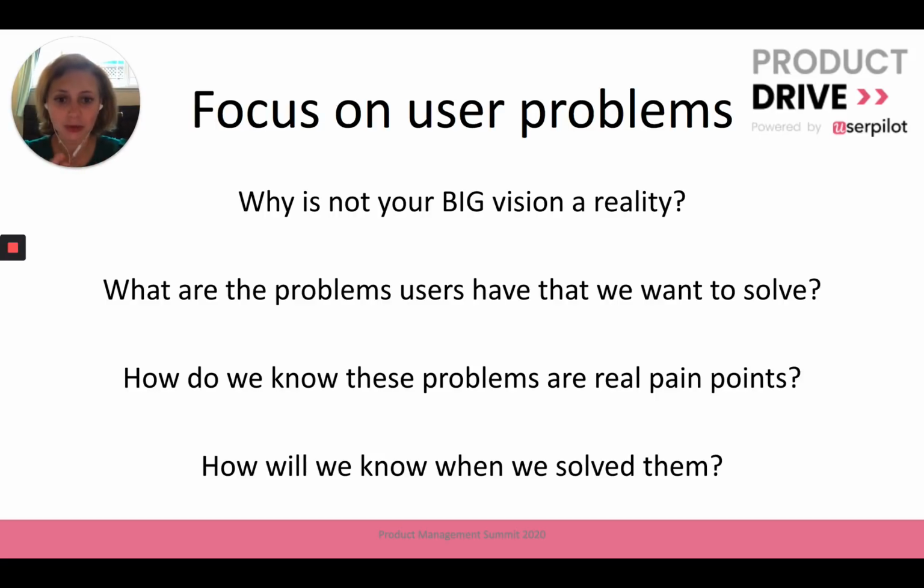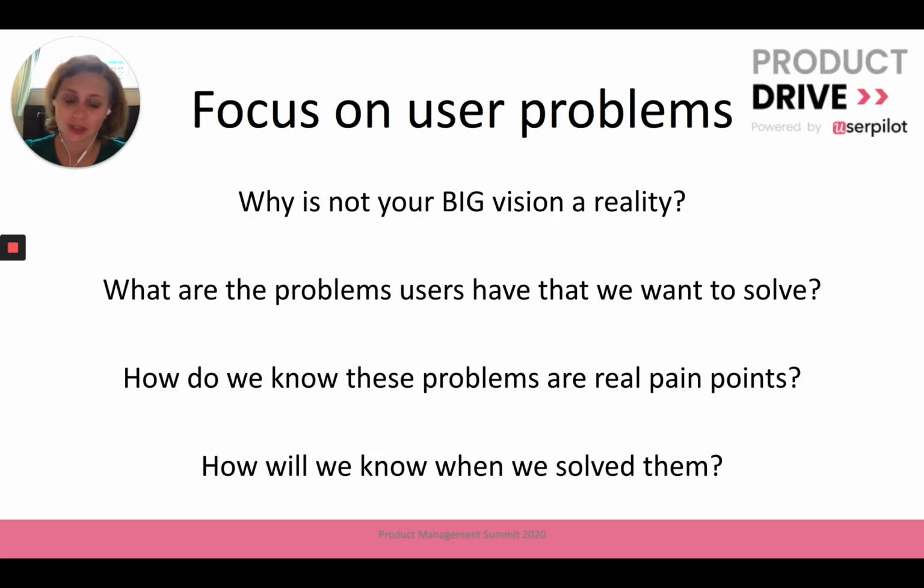And so to figure out user problems, you can ask yourself a couple of questions. Number one, you just envisioned a big vision, but why isn't it a reality, right? What are the missing parts? What are the gaps? What are the problems that users have that we want to solve, right? We don't actually want to solve everything, all problems, and we can't really, right?